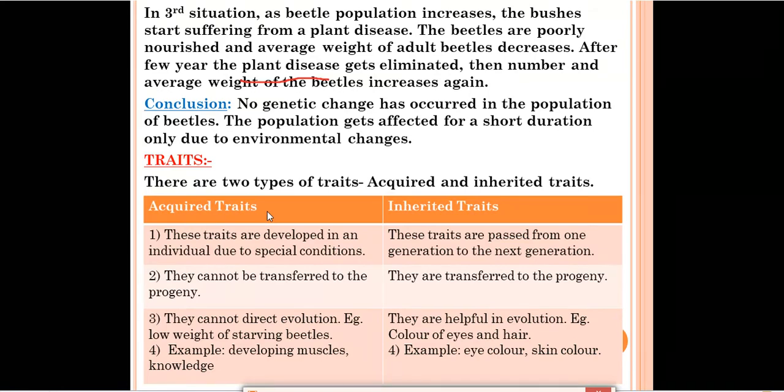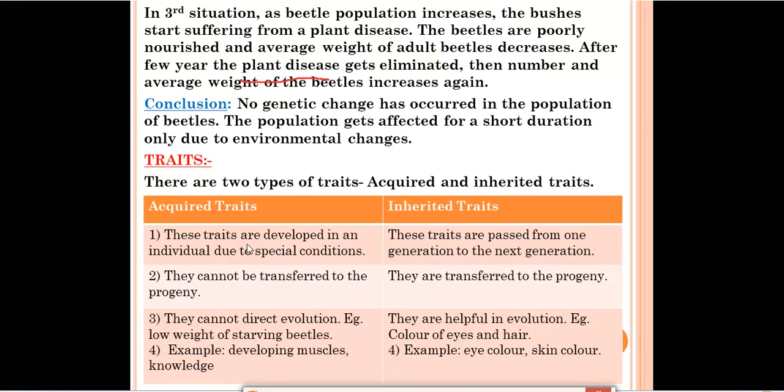In her time she has learned that music, she has acquired that knowledge. So it is not possible that she will give that knowledge to you also. Okay, like that, if your father has good muscles, it is not that you will also have good muscles. He has acquired those good muscles in his lifetime, so it will not be transferred to you.